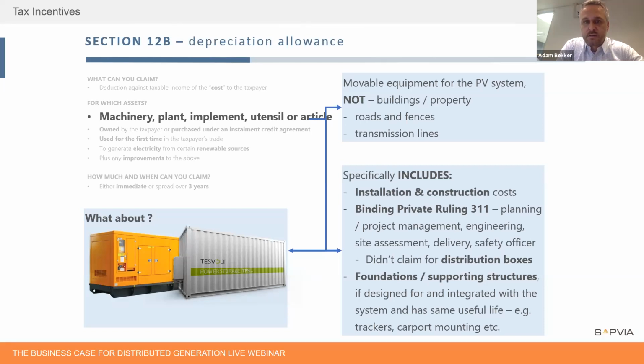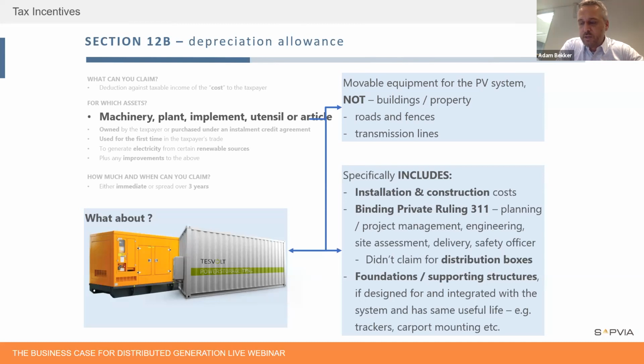your engineering design costs, site assessments, if you need to do those, so your structural roof assessment if you're doing a rooftop system, or I suppose a geotech survey for utility scale plants. What they referred to in the ruling were the cost of delivery, so that's your logistics, actually transporting equipment to site, and the safety officer costs.